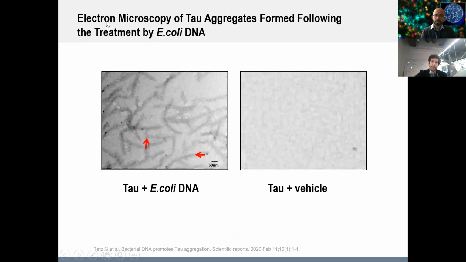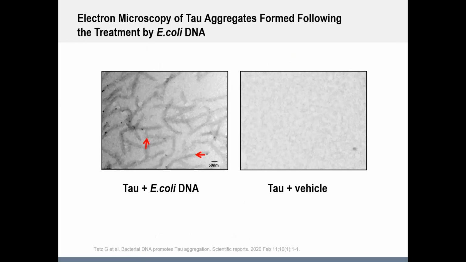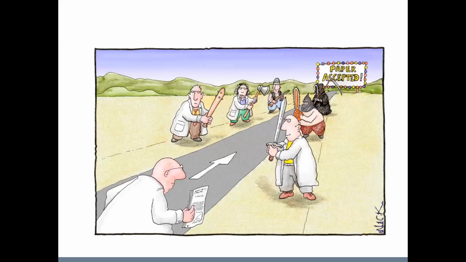And finally, we performed electron microscopy to show that in the presence of DNA, indeed, tau filaments are formed. And you can see very nice fibrils that appear following the treatment of tau with DNA of amyloid-producing E. coli. And under the same conditions, tau alone with the vehicle does not form any aggregates. That can be seen on the right-hand side. So we have already published the paper.